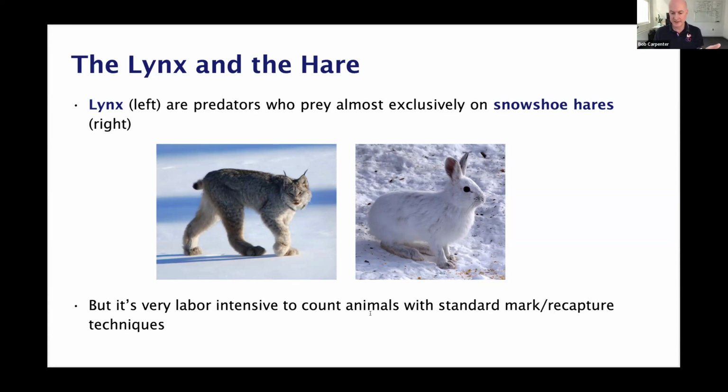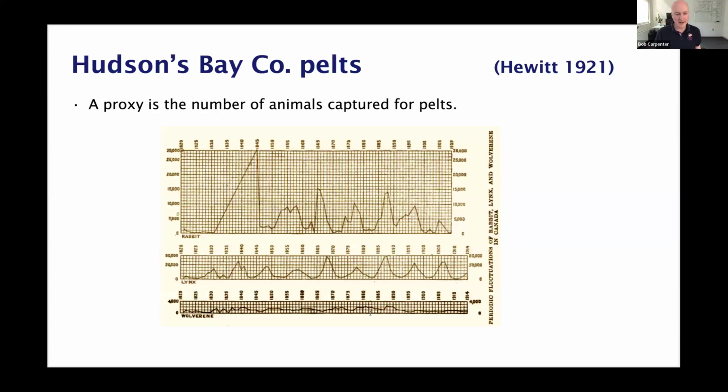Right? Lynxes, the thing on the left, are predators, and they prey almost exclusively on snowshoe hares, and they are almost exclusively the only predator of these hares. So this makes some very nice data. We have data going back to the 1800s from the Hudson Bay Company through the early 1900s, which measures the number of pelts that were actually captured of different kinds.